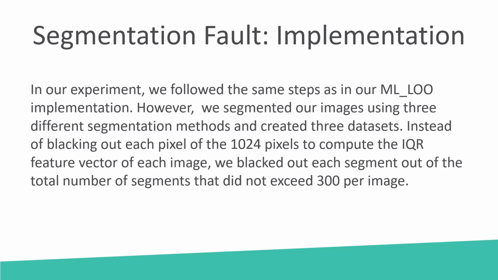Okay, so we implemented the segmentation fault in our experiment. We followed the same steps as in our multi-layered implementation. However, we segmented our images using 3 different segmentation methods and created 3 data sets. Instead of blacking out each pixel of the 1024 pixels to compute the IQR features vector of each image, we black out each segment out of the total number of segments that did not exceed 300 segments per image. We can already see that we reduced the loops from 1024 times to 300 times maximum.